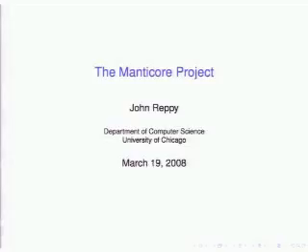We are very pleased to have John Reppy here with us today. John is a very well-known computer scientist working in the area of programming languages for many years. He's best known for his work on Concurrent ML, and he spent many years at Bell Labs, after which he moved to the University of Chicago, where he's currently a professor. And he's going to tell us about the Manticore Project today. Welcome, John. Thank you.